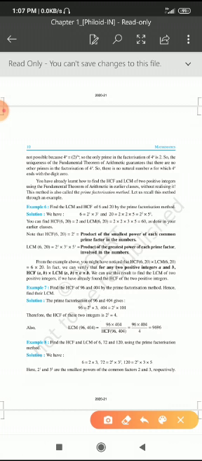For example, see how to find the HCF and LCM of 6 and 20. First of all, prime factorize 6 and 20. Prime factorization of 6 gives 2 into 3, that is 2 power 1 into 3 power 1. Prime factorization of 20 is 2 square into 5 power 1.